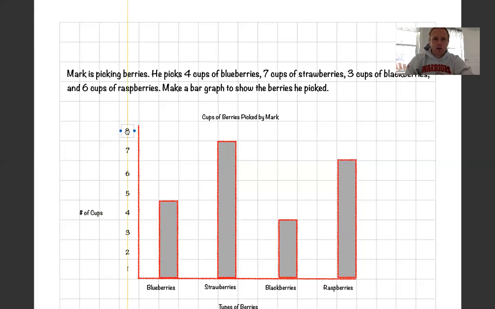If I wanted to be a little more accurate, I probably would put these numbers up on the lines. That shows that once you get up to that line, you've picked 5 cups, and that line you've picked 4, and so on and so forth here. So now we can quickly see, 4 lines up with this, 7 lines up with the strawberries, 3 lines up with the blackberries, and 6 lines up with the raspberries.